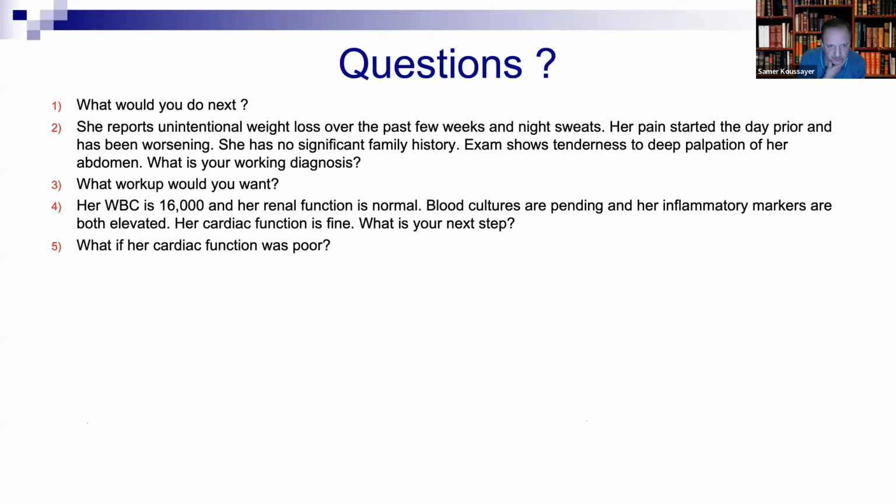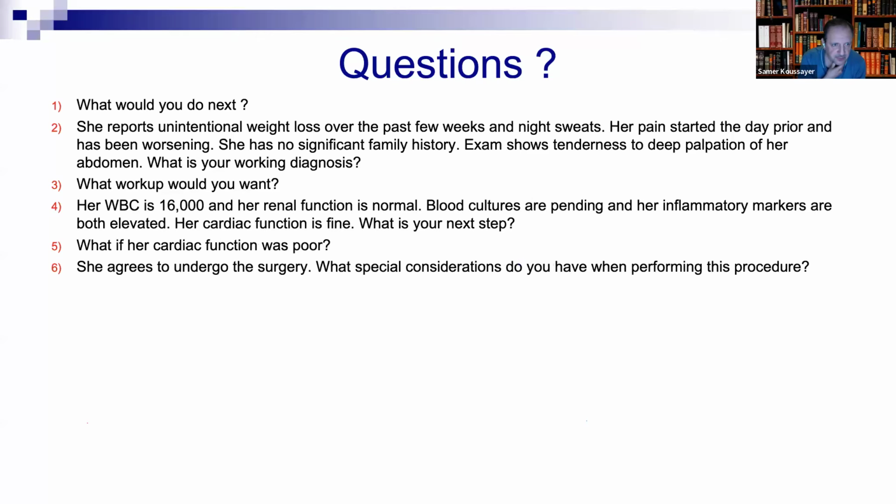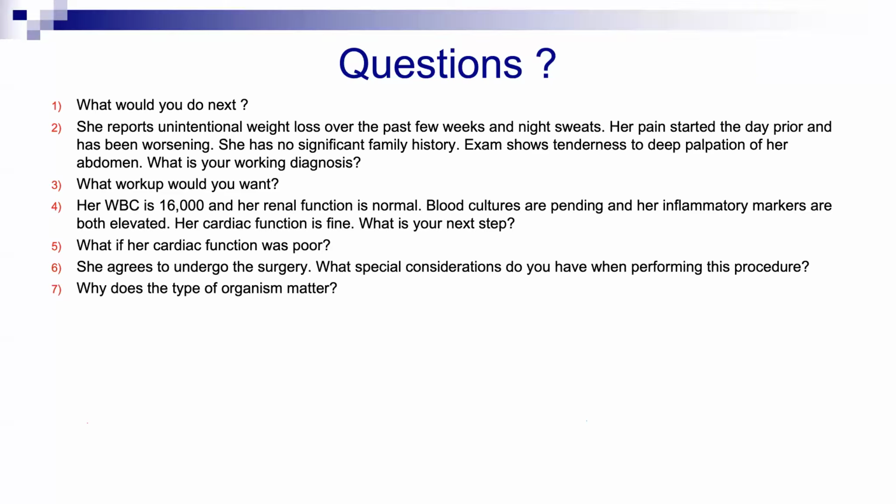What if her cardiac function is poor? We said axillobifemoral. She agreed to undergo the surgery. What special consideration do you have when performing this procedure? What are you looking for? You mentioned that before, the type of organism, right? If it's like staph, this affects your decision, correct? Okay. What type of organism matters? You just mentioned it, right? Staph, strepto, or gram-negative.